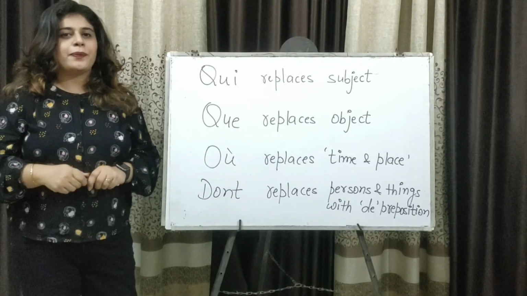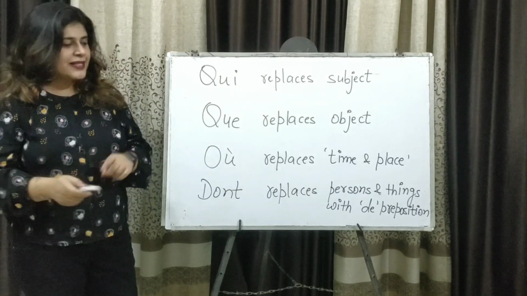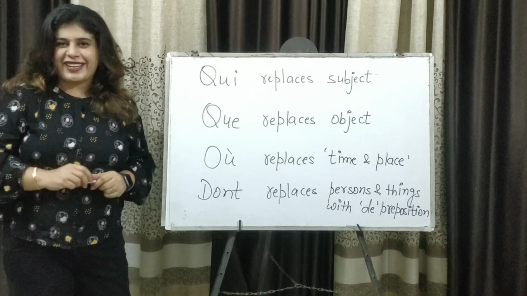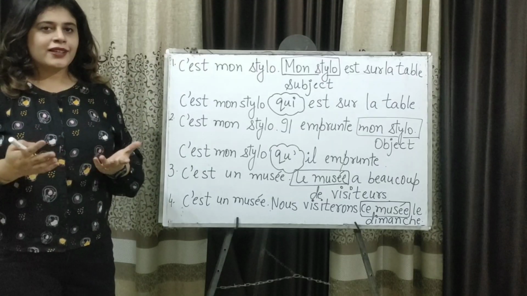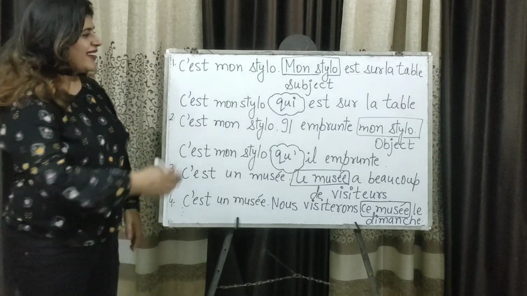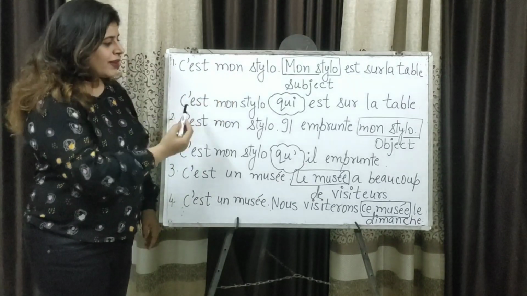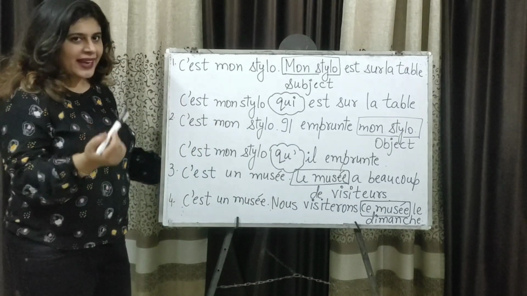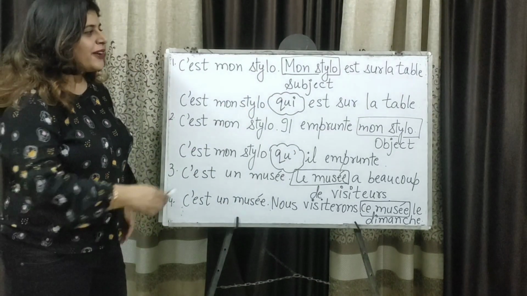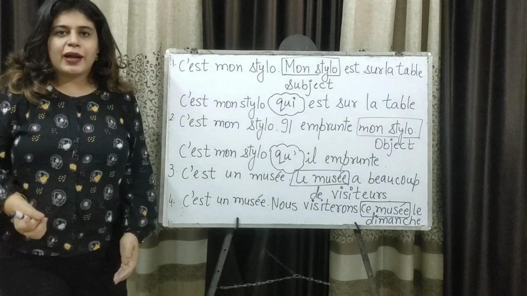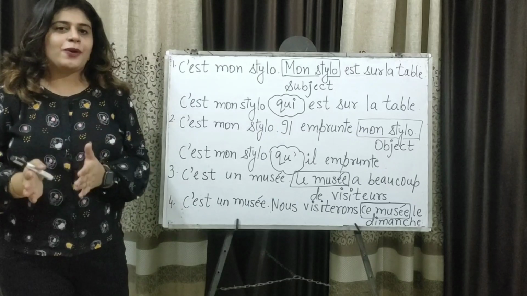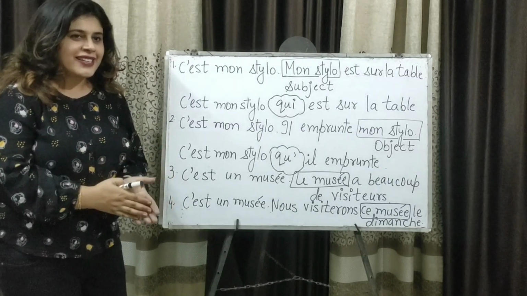Let's try to understand it better with the help of few examples. Qui versus que, subject versus object. Let's start. C'est mon stylo, c'est mon stylo. The beginning is same in both the cases. But in the later case, I have written mon stylo est sur la table. My pen is on the table.